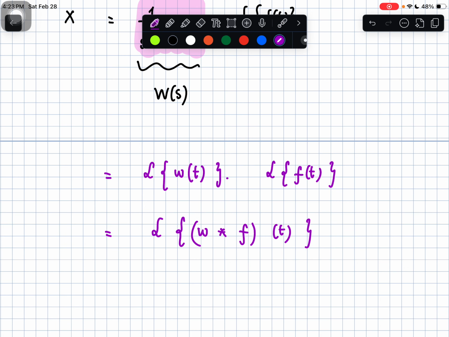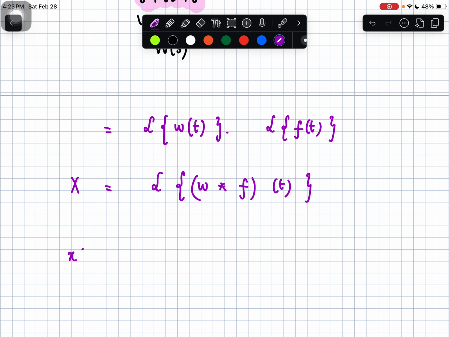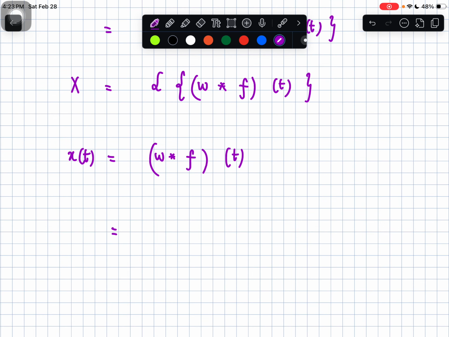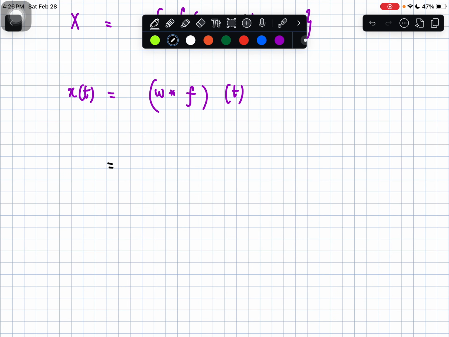This is big X, so small x(t) is the inverse transform of the right hand side. I do the inverse transform on both sides. So small x equals omega star f, the convolution of omega and f. By definition, this is equal to the integral from 0 to t of omega(tau) f(t minus tau) d tau. So this is the integral formula they talk about in this exercise, the Duhamel principle.